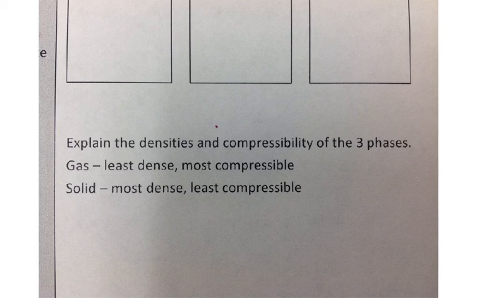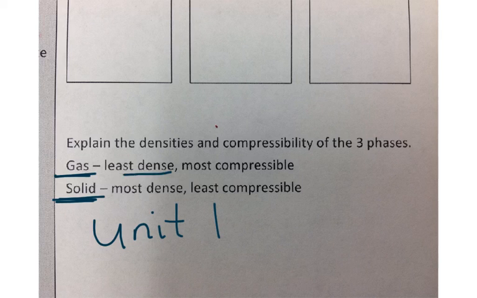And we want you to explain the densities and compressibility of the three phases. Pretty much we're going to focus on the gas and the solid. Liquid is usually all in between. So think back to Unit 1, and our density of a gas and our densities of our solids. We found with our density of a gas lab that gas has the least density, or is the least dense, and solids are the most dense.